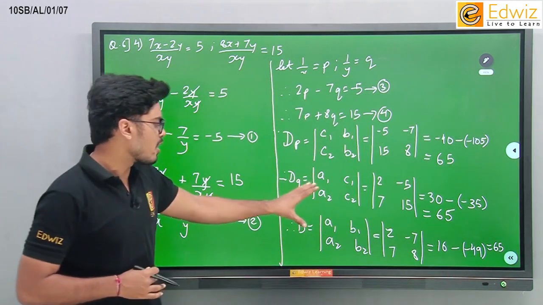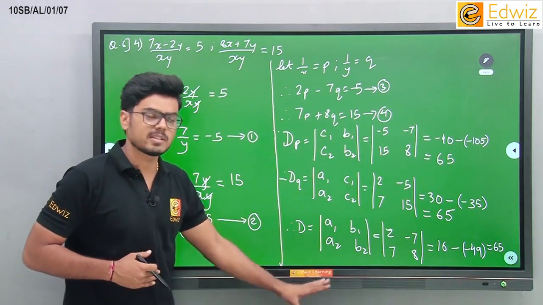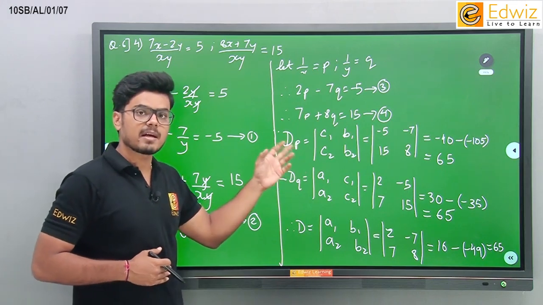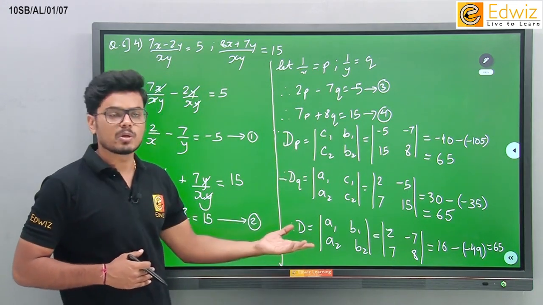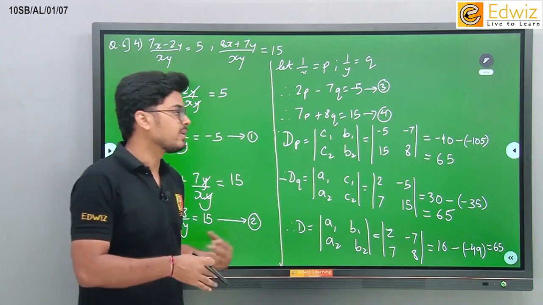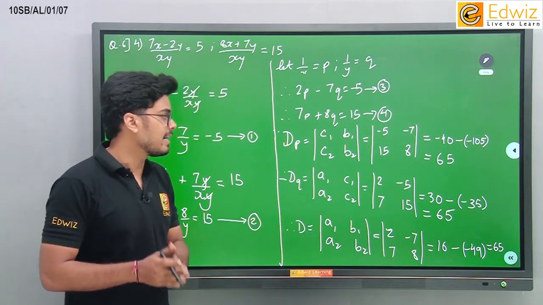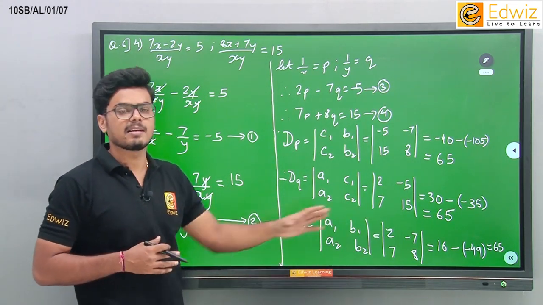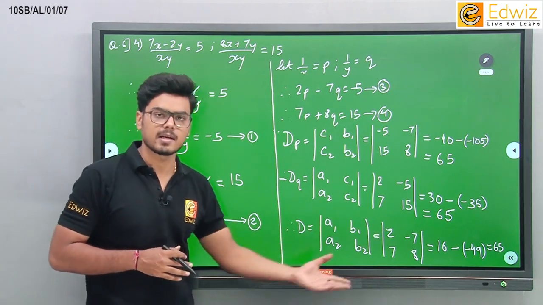Correct? Once we have all three values, all we have to do is divide them. For the value of P, what do we have to do? dP upon D. For the value of Q, dQ upon D. So we will do that on the next page. Meanwhile, I want you to note this down. I'll give you 4 minutes to note this down, then we will continue.